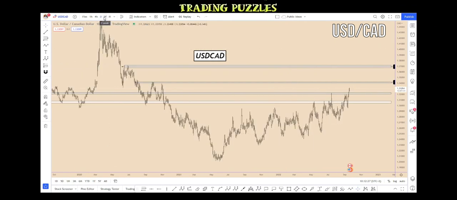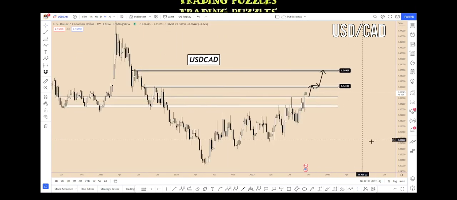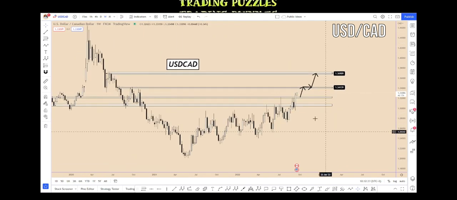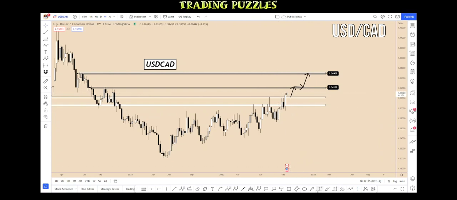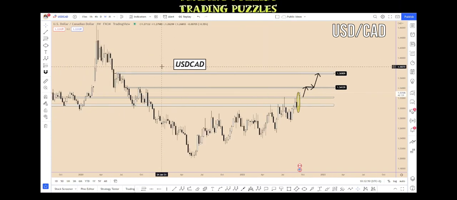As you can see, I'm going to break it down on the bigger picture. What we can see is that during this week, the previous week, price closed this big candle. This is the weekly candle, and the price is trying to break above the previous high, the high of the previous week.